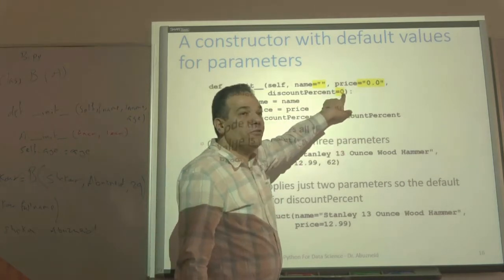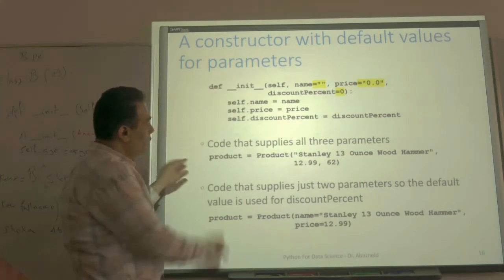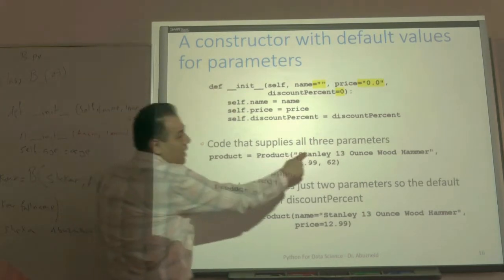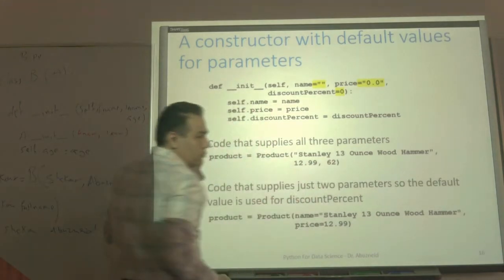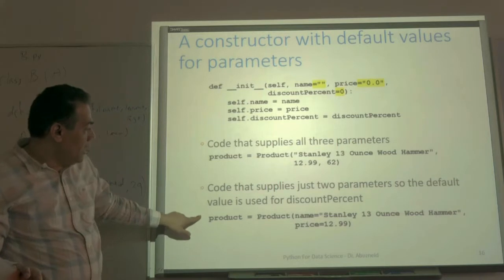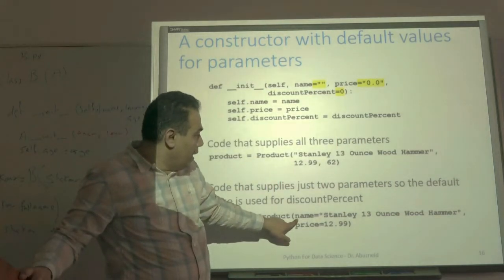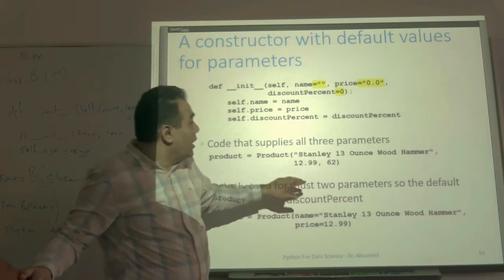For discount percentage, 0%. So that's a constructor. So I could call it this way, where I pass the 3 values. Is there a problem? No problem. In here, what I did, I said name.